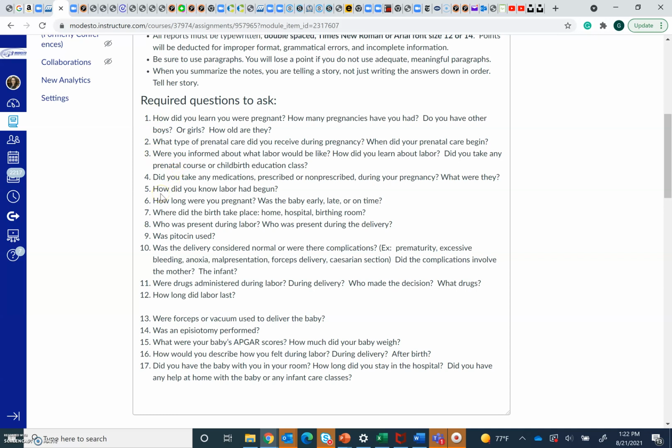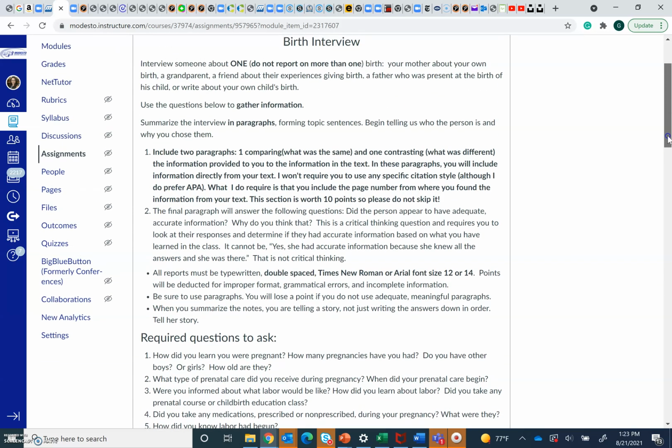And then questions 5, 6, 7, 8, 9 are all labor questions, so you can make those a labor paragraph. Then 10, 11, 12, 13, 14 are all delivery questions. And then 15, 16, and 17 are after the baby's been born. So you can separate them into paragraphs in that way, or if you have another cohesive way to do it, go for it, as long as all the questions have been answered and they are in paragraph form. So not question-answer form, paragraph form. You're turning these responses into a story.